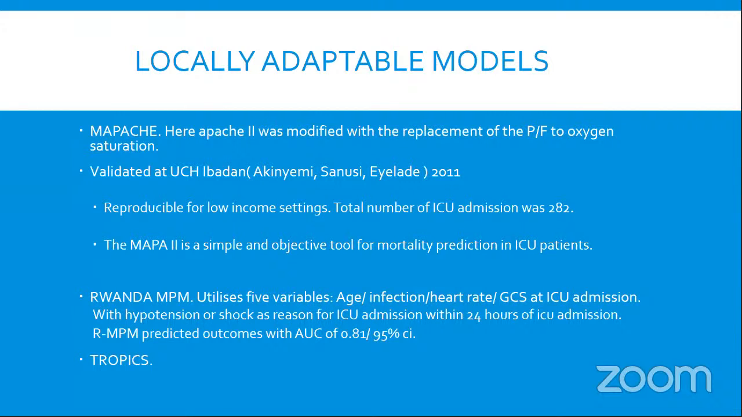That's basically what the Rwanda mortality probability model is all about. Look at patients within the first 24 hours of ICU admission: look at patients who have a low GCS on admission, what is the heart rate at admission, and is there any presence of infection, or age. Five variables were actually used, and we found that it can predict up to 85% sensitivity.